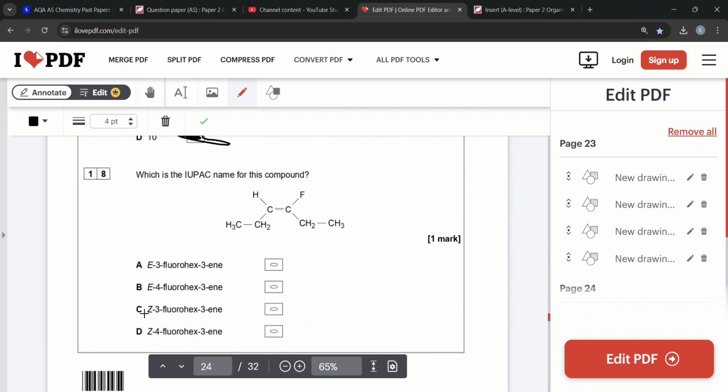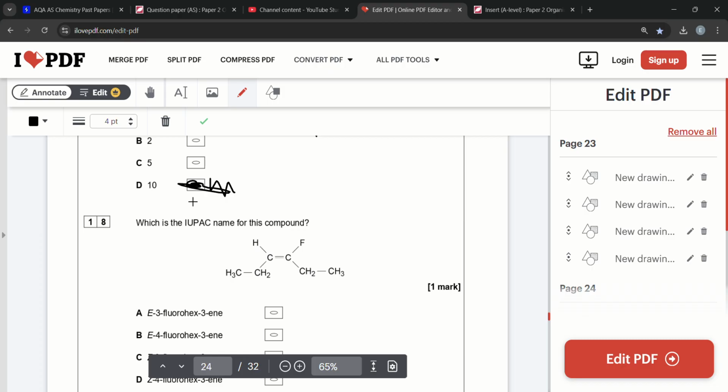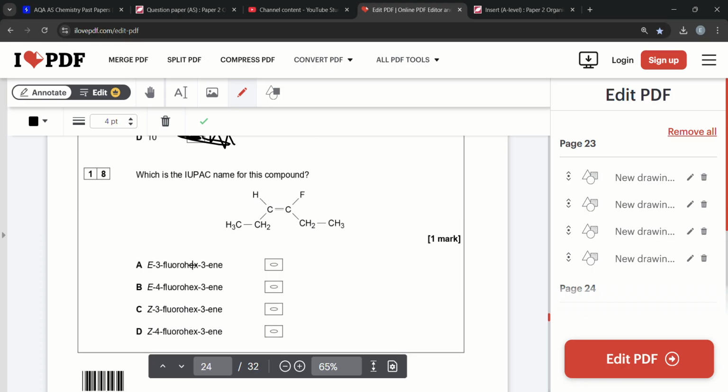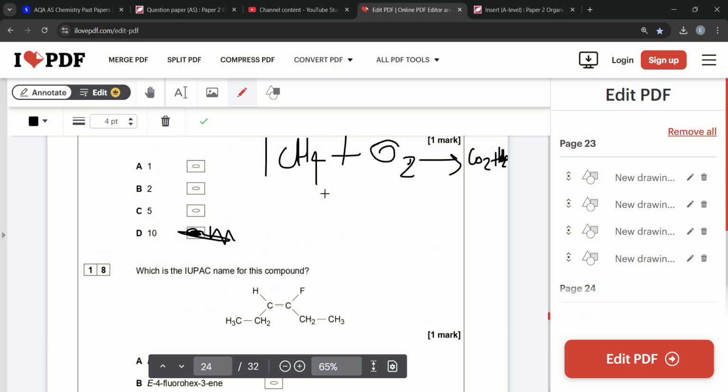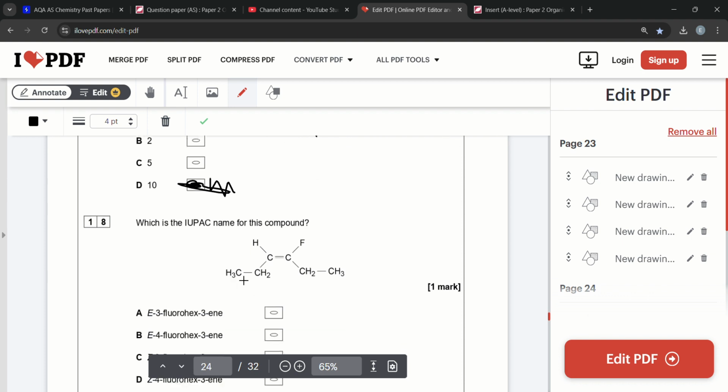Yeah, that's pretty tricky. Question 18. Which is the IUPAC name for this compound? Okay, well, we can already eliminate 2 just by how well we know E and Z isomerism. Which one's E, which one's Z? Actually, we can't. This one's going to be even trickier. Because normally when you have them, you don't have a chain. In this case, you do.